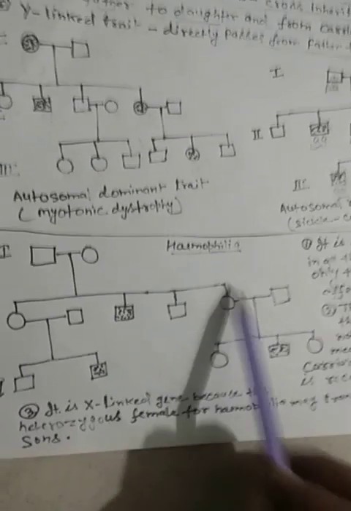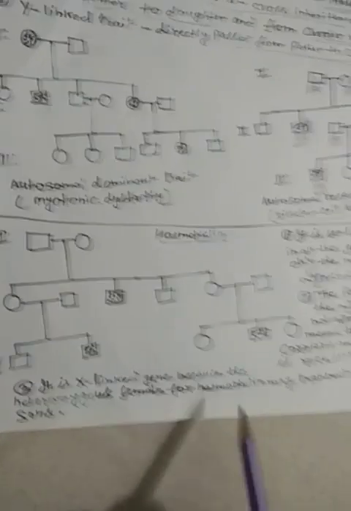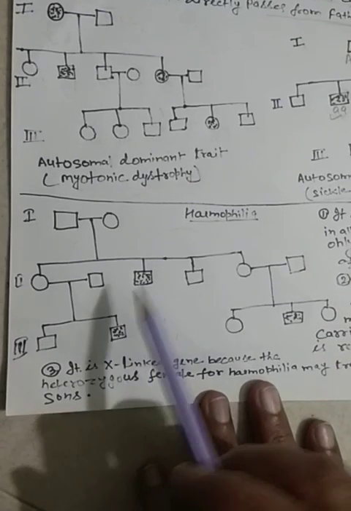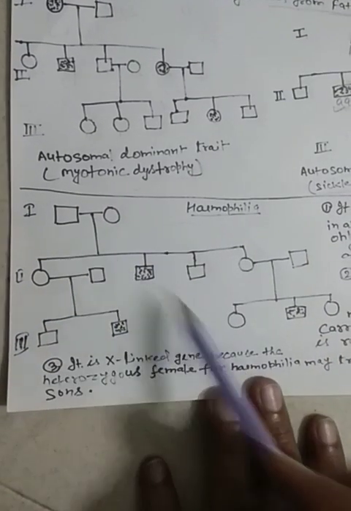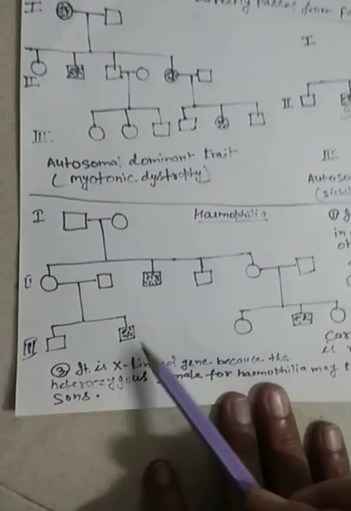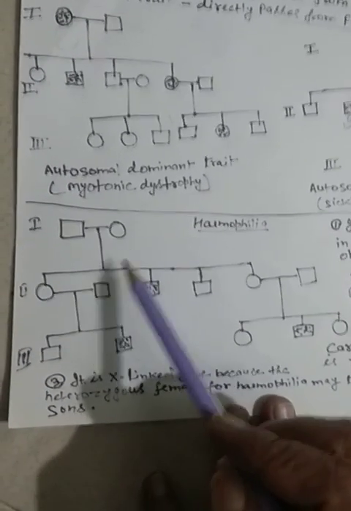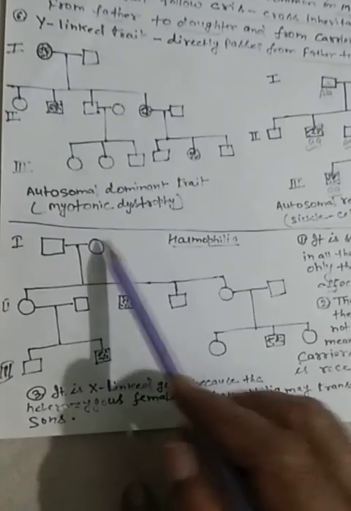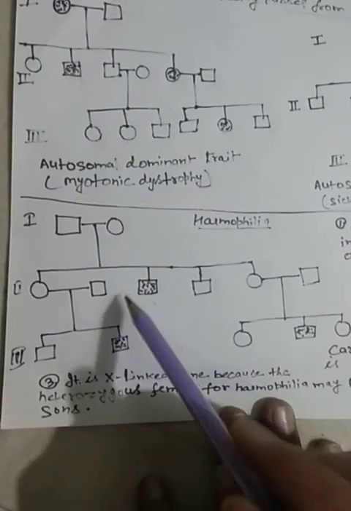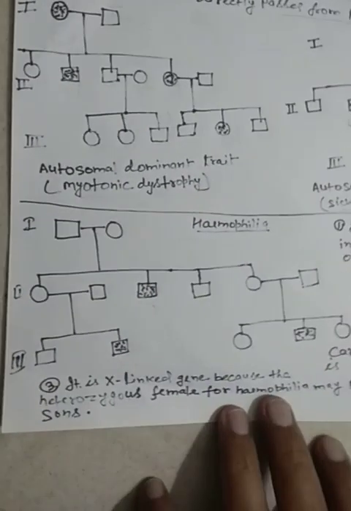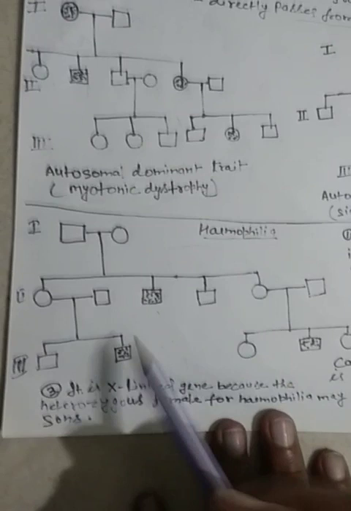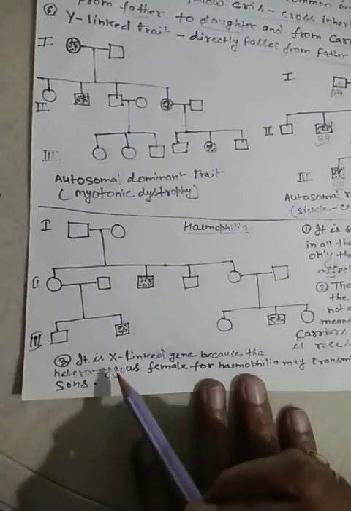This is a chart given. You have to find out whether this is dominant or recessive. You can see that in this chart the disease is not present in the parent, but in the offspring or progeny in the second and third generation the disease is present. It means this disease skips a generation, so it must be recessive. Now the question is, is it autosomal or sex linked?